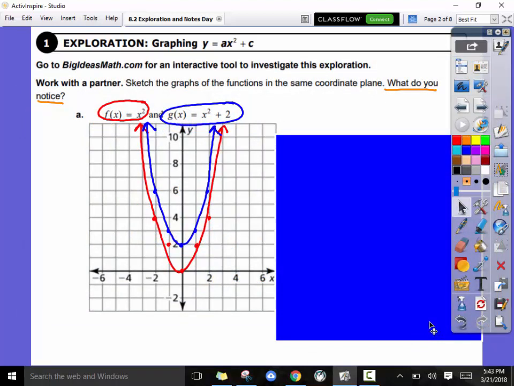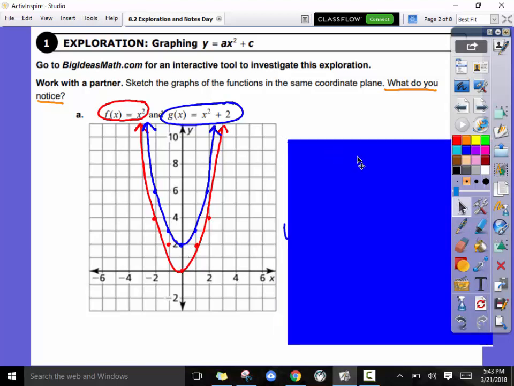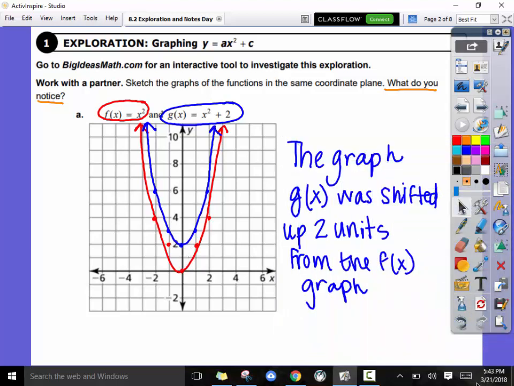Okay, so your two graphs should have looked something like this when you sketched it. And then for things that you notice, you're looking maybe about the width of the graphs. Did one become narrower or wider? Take a look at the y-intercept where it crosses the y-axis. And so a good summary would be that this blue graph, which is g of x, was just shifted up 2 units. So it's the exact same graph, but just shifted up 2 units.